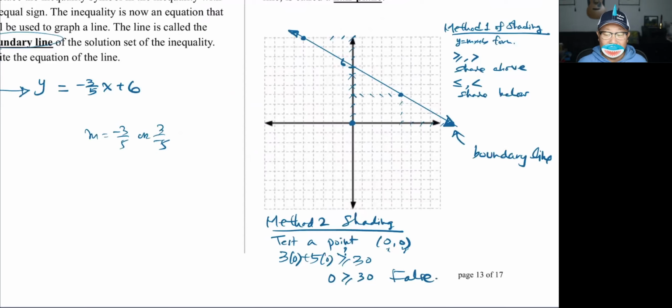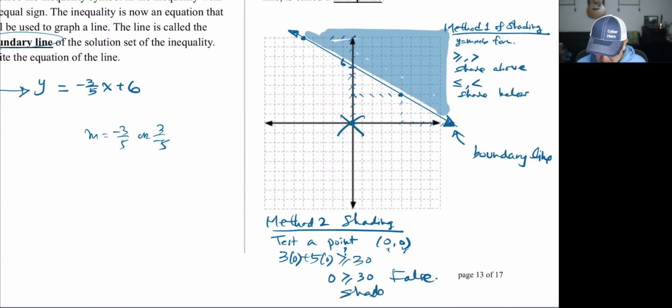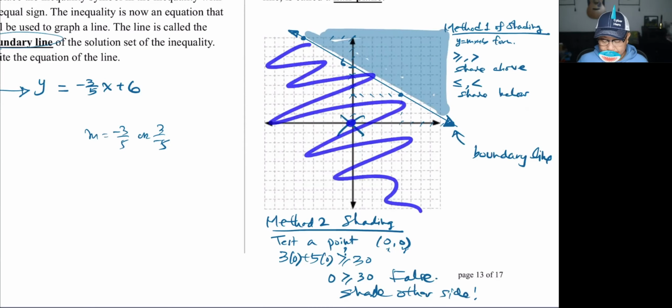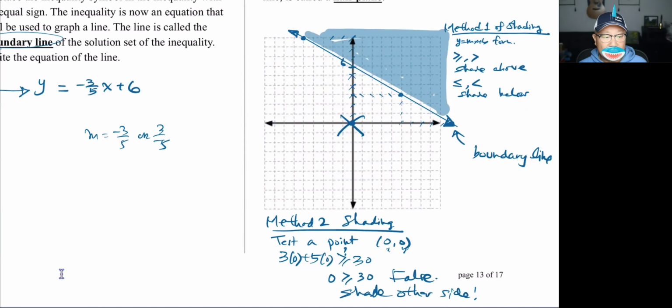It's on the wrong side. So what is the opposite side of that? It's here, right? So that would be my answer. Okay. So I plug it in. It didn't work. So it has to be the other side. So if it's false, shade other side. Okie dokie. If it works, we shade the side that contains the test point over here. And that's how I would do it.